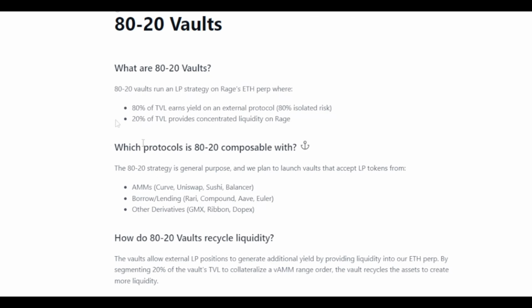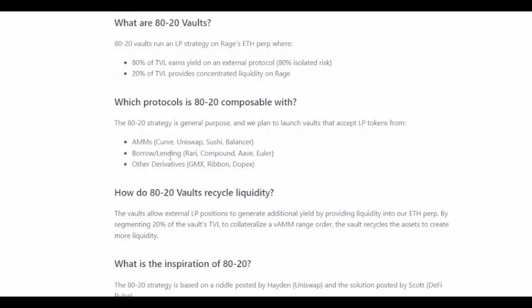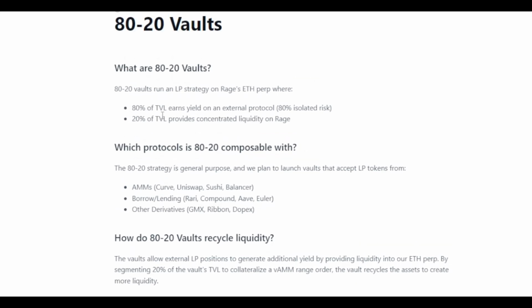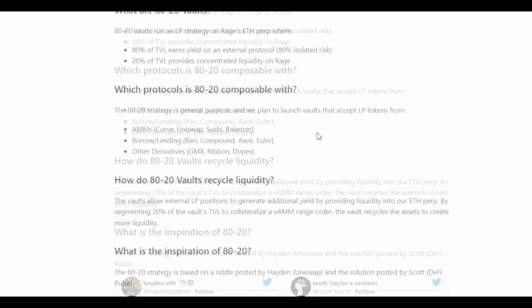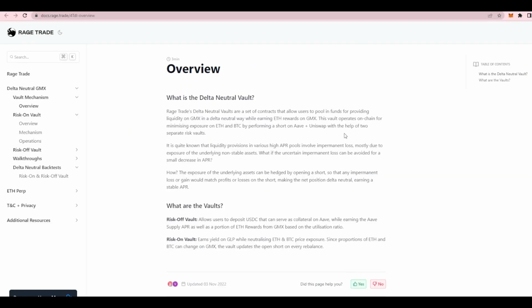So these 80-20 vaults that Rage Trade is talking about are quite cool. The innovation here is that you'll be able to collateralize LP tokens from different AMMs, borrowing and lending pools, and other derivatives as well. And so 80% of that TVL earns yield in the external pool, and then 20% of that TVL provides concentrated liquidity on Rage Trade.